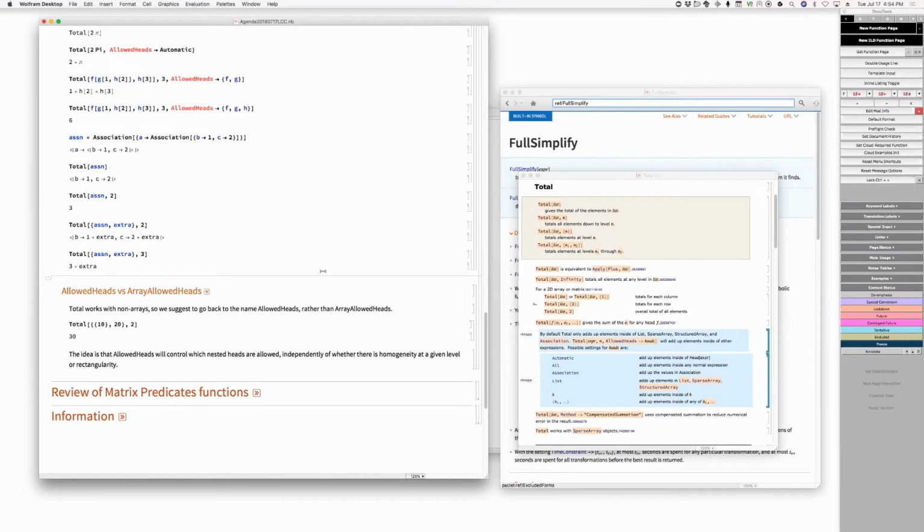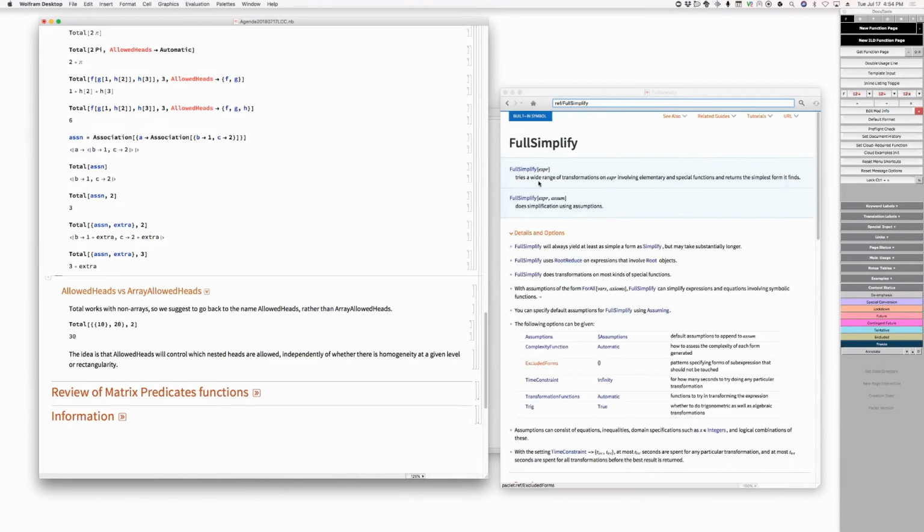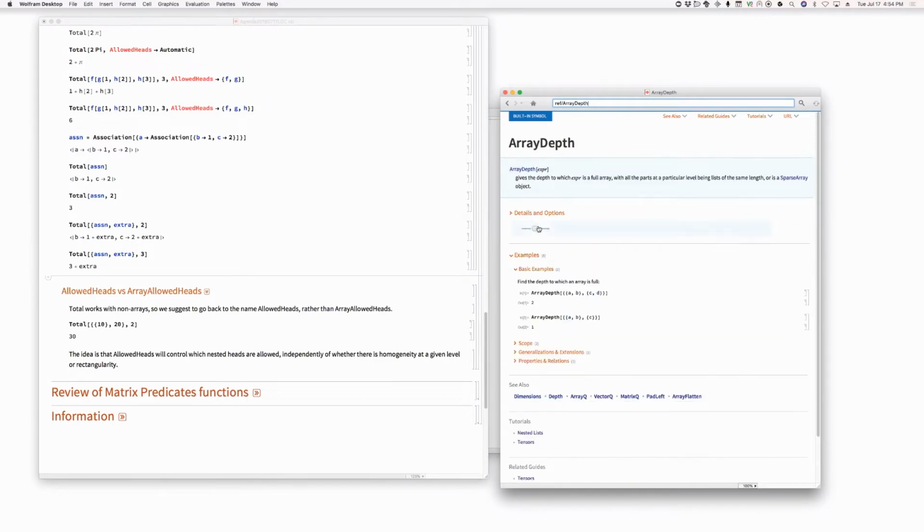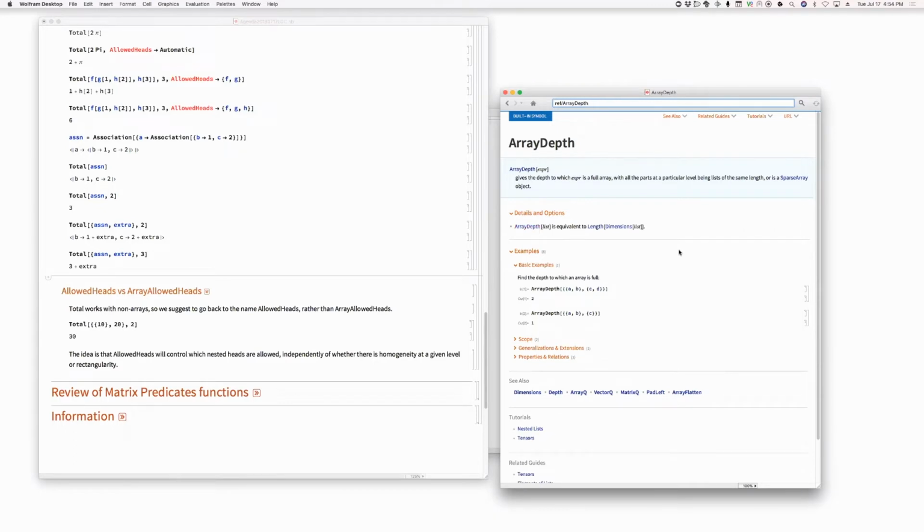Is there an obvious problem with that? No, I very much favor using allowed heads because it's more usable in other functions like total. Okay, but so array depth, I see. Allowed heads here with inherited would take the top level thing and force that and say how many levels down it is. Which is the current behavior. Okay, sounds okay to me. Allowed heads is fine.